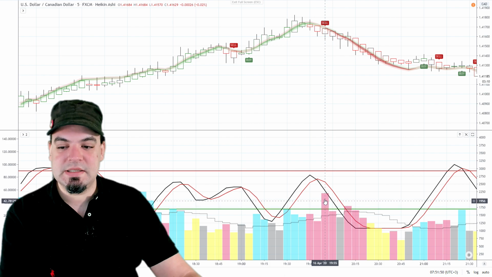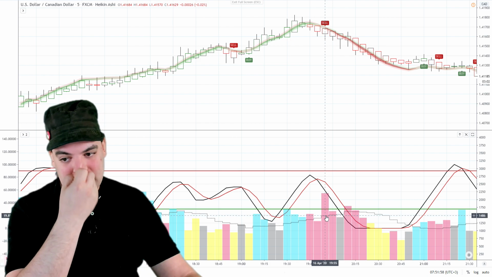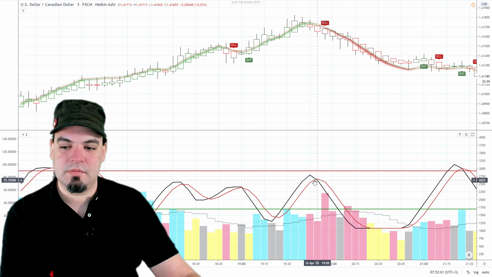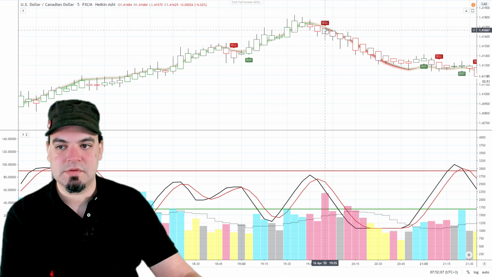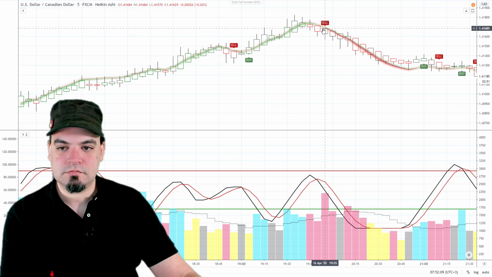But here definitely this is a really nice entry because it crazily exceeds the average volume traded on this bar, as well as the black line crossed the red line here, and also the sell is also confirmed by the indicator.